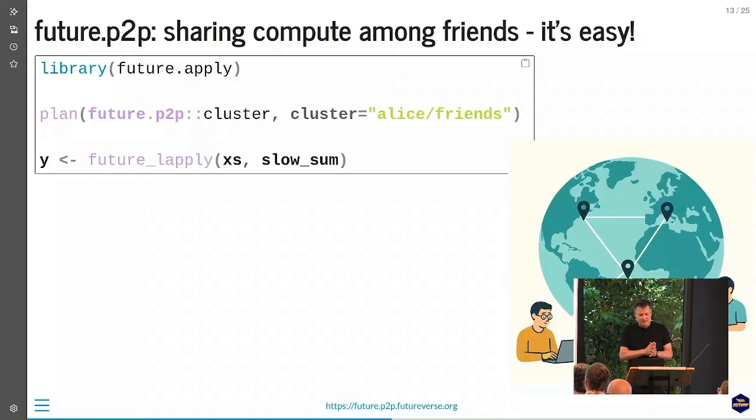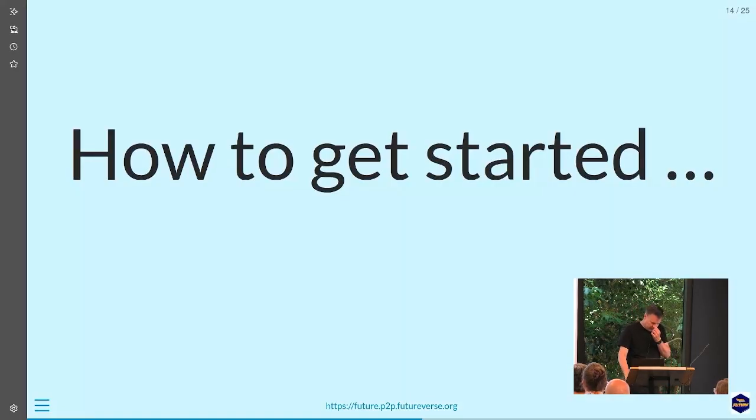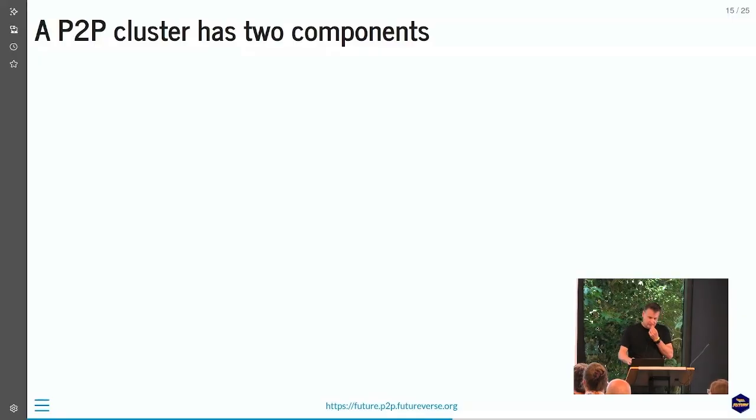is this. So this is saying plan. I want to use the peer-to-peer cluster called Alice Friends. So that means Alice is hosting it, and they decided to call it Friends. And then anything with future apply just works. So how to get started? It's useful to know how this works under the hood.